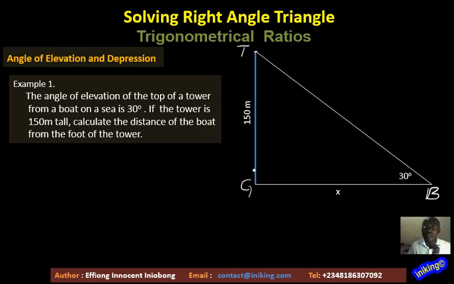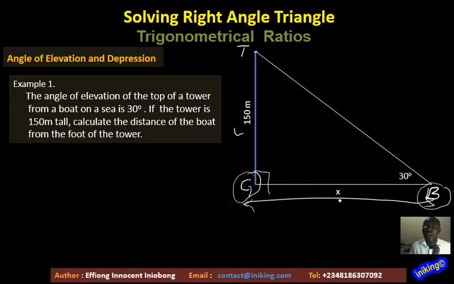And here we have a right angle triangle. So what do we do? We solve. We are looking for what? The question says, if the tower is 150 meters tall, which is there, calculate the distance of the boat from the foot of the tower. The distance of the boat from the foot of the tower. There. Which means we are referring to this distance.